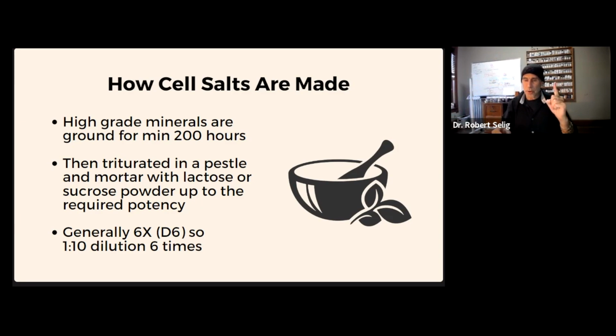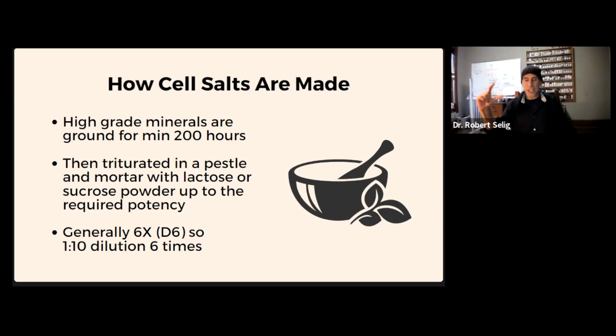That 1x potency, they will then take one part out of that and add it to 10 parts sucrose or 10 parts lactose, pestle and mortar that, and that will give us a 2x. Then they'll take one part out of that 2x and add that to either the 10 parts sucrose or the 10 parts lactose powder and pestle and mortar that to give us a 3x, so forth and so on till we get to a 6x. Now we can go into a 30x potency, a 200x potency.